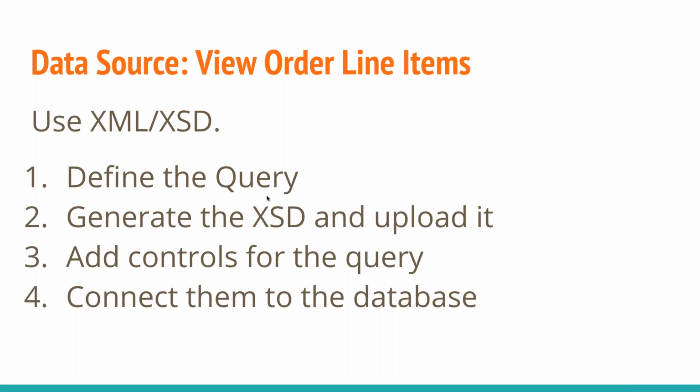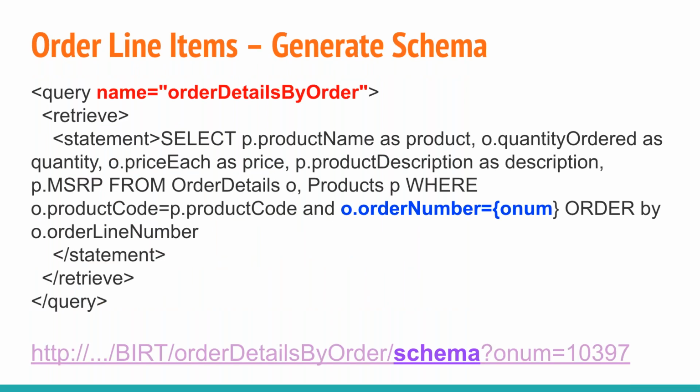So in this case, we're going to use XML and XML schema. Once again, as with everything in the database connector, the first thing you've got to do is define your query. Once the query is defined, we're going to use XSD, which stands for XML schema definition. So we'll generate an XML schema, upload it, and add controls for the query. We'll generate these controls automatically from that XML schema, and then we're going to connect that generated set of controls to the database using the same mechanism we saw earlier, which is that HTTP URL. So let's just get right into it and take a look at how that's done.